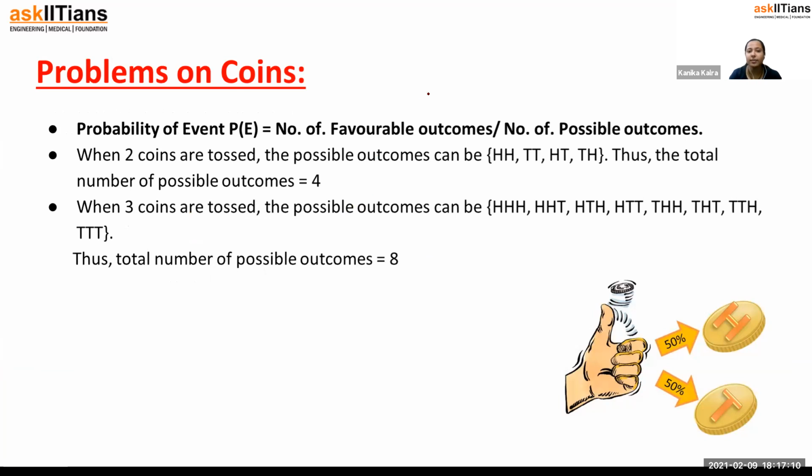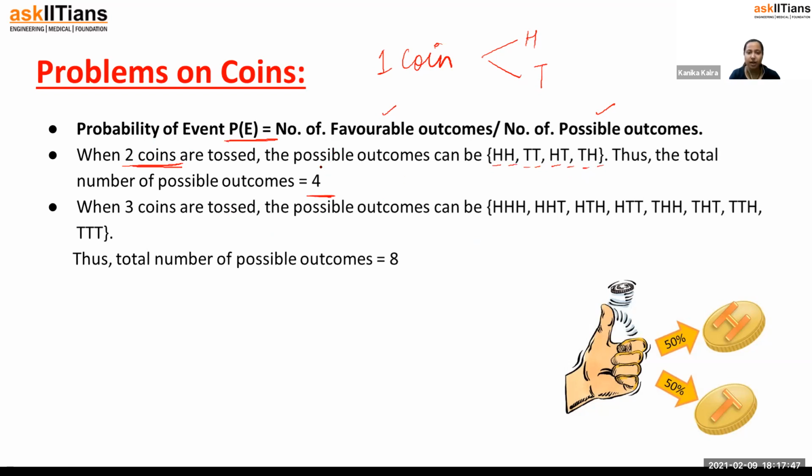A coin will always have two outcomes. One is head, second is tail. Now, probability of event P(E) is equal to number of favorable outcomes divided by number of possible outcomes. That's the basic probability. This was the case when only one coin was tossed. If we talk about two coins, there will be 4 outcomes. That would be H on the first coin and H on the second coin, tail and tail on both coins, head on one and tail on the other, and vice versa.